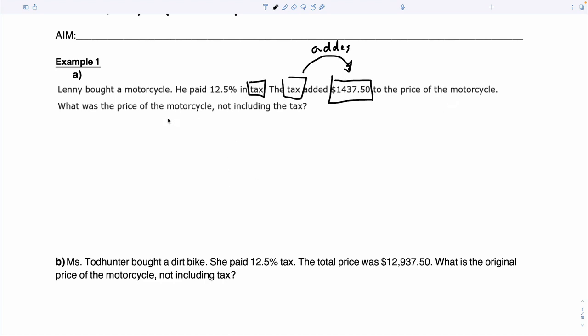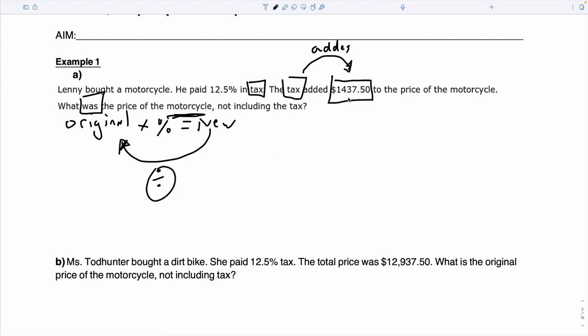What was the price of the motorcycle? In other words, what is the original? Box was, write original. When we're working with original, we're going to be going backwards. You have been learning this equation that goes original times the percent equaling new. And anytime you go from new backwards to the original, we divide it.